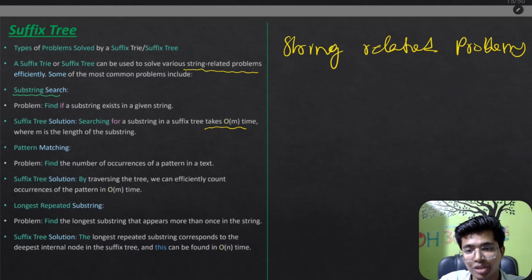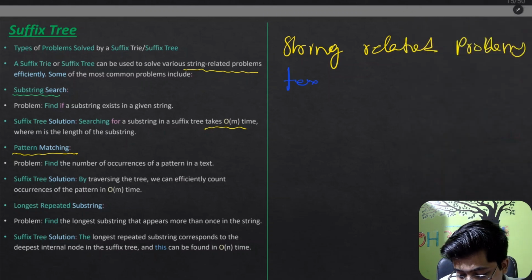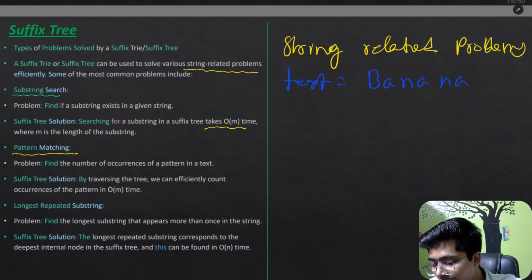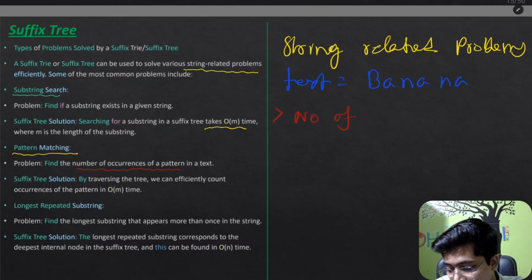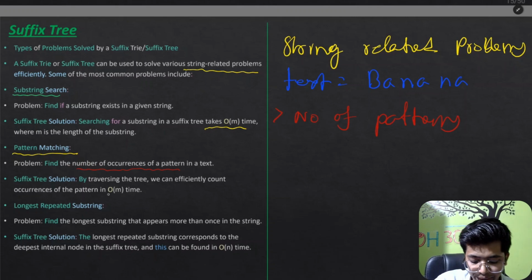Okay, next, pattern matching. For finding a pattern, we can use this. Problem: find the number of occurrences of a pattern in a text. Suppose the text is banana, and we want to find the number of occurrences of a pattern. If you get problems like finding the number of patterns, we can utilize this. Using this algorithm, it takes a time of big O of m.